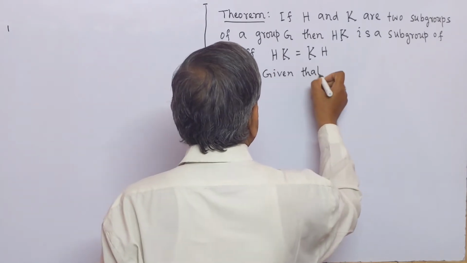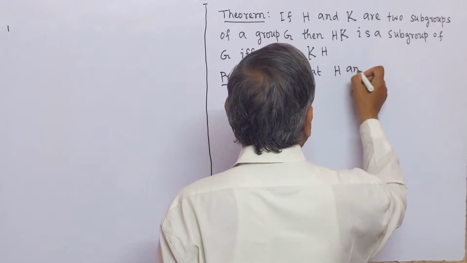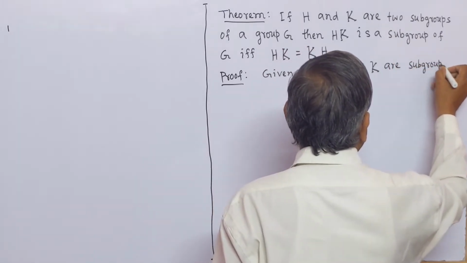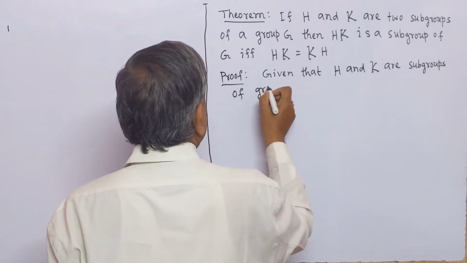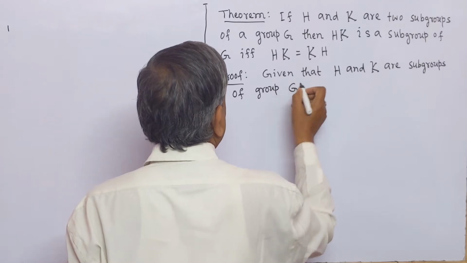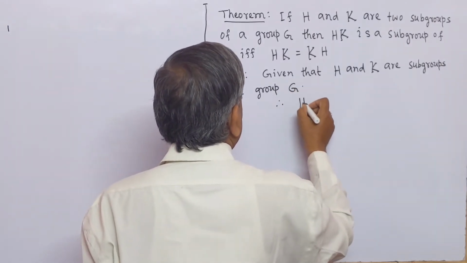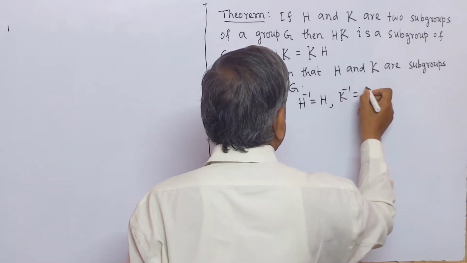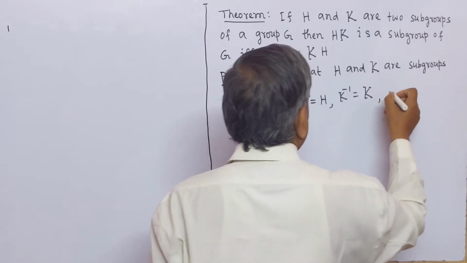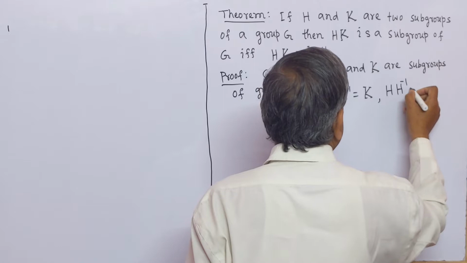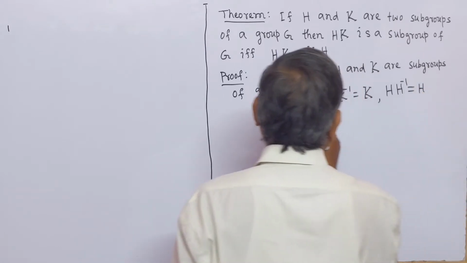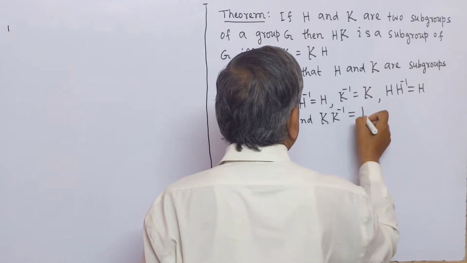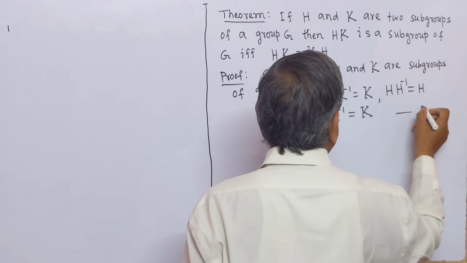Given that H and K are subgroups of group G. Therefore, H inverse equal to H, K inverse equal to K, H inverse equal to H, and K inverse equal to K. This is number 1.